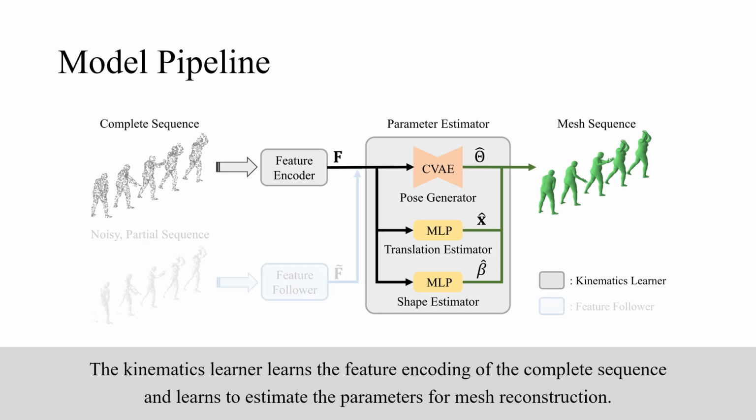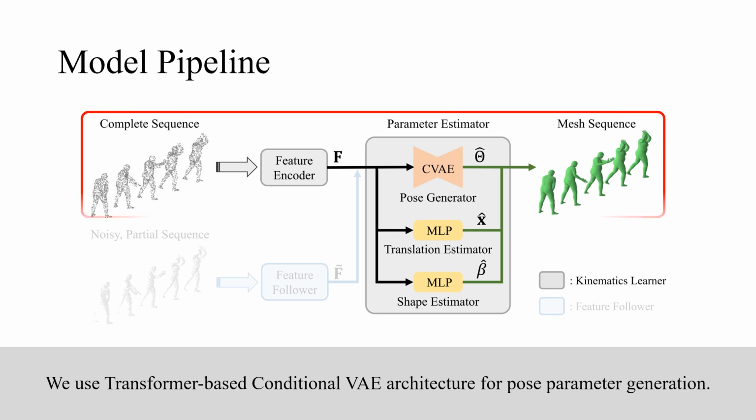The kinematics learner learns the feature encoding of the complete sequence and learns to estimate the parameters for mesh reconstruction. We use a transformer-based conditional VAE architecture for pose parameter generation.